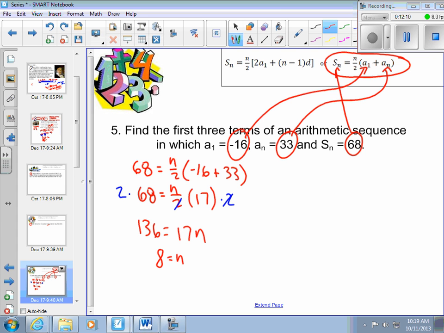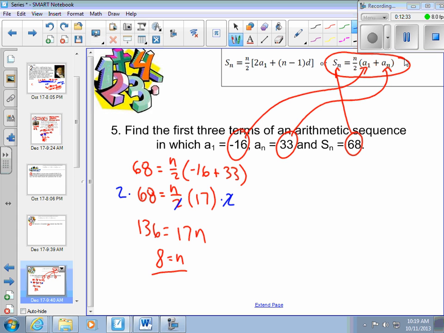Now, does that let us get to our answer? Not quite yet. We need to know how much this is increasing by each time. Well, we now know another piece of information right here, this n, that n is 8. So now we can use this other formula to try to find out what's our common difference here?